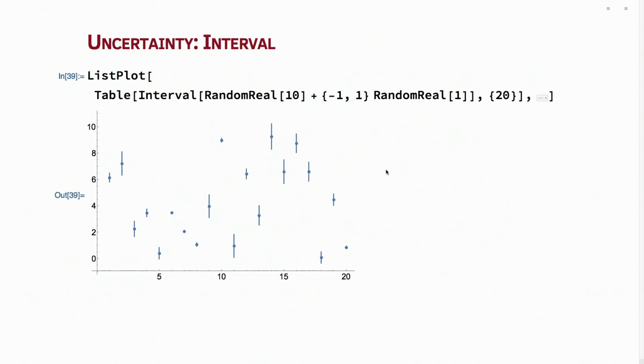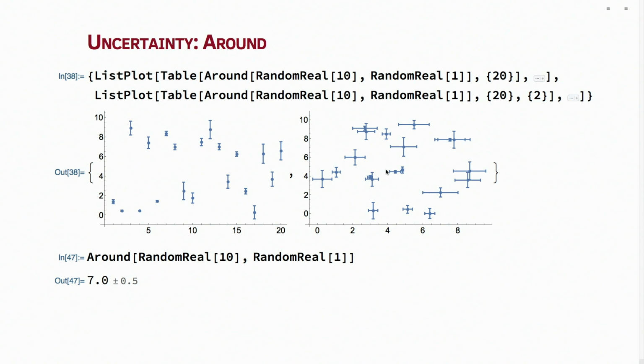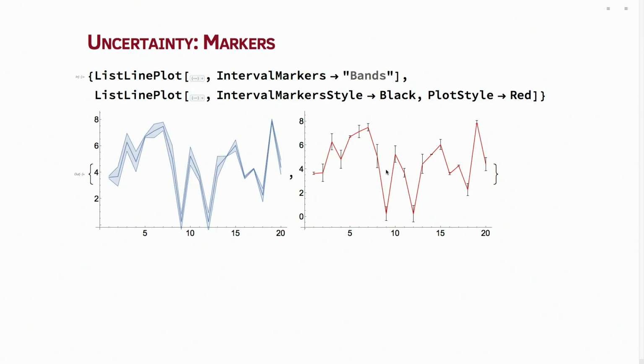We aren't limiting ourselves to around. We're taking the opportunity to also support uncertainty using interval in all of these functions. How it looks visually is a little bit different. So interval is just a line showing the extent, whereas with around we have the caps at the top and the bottom. And so we have controls for that.